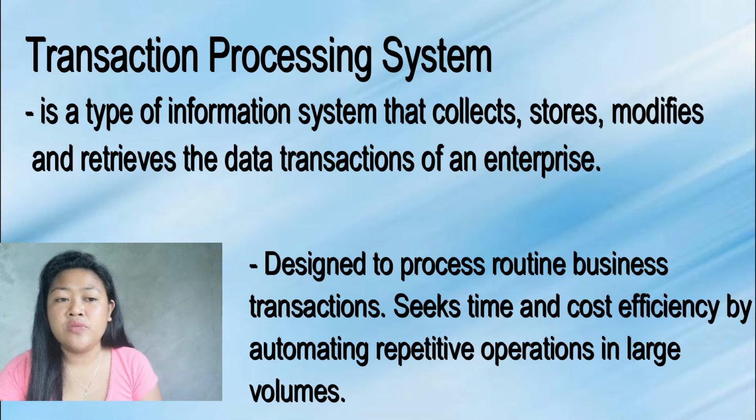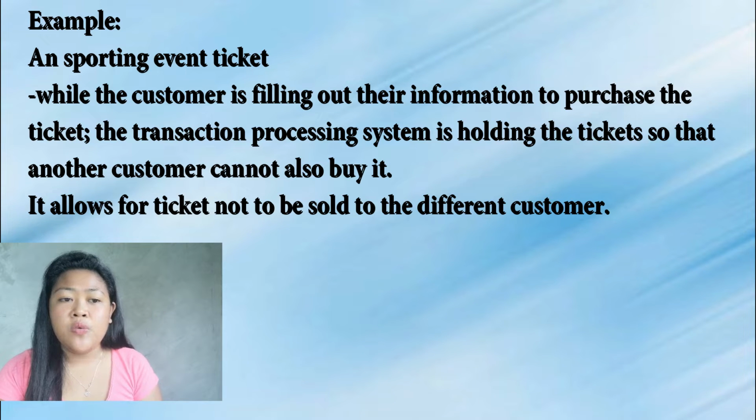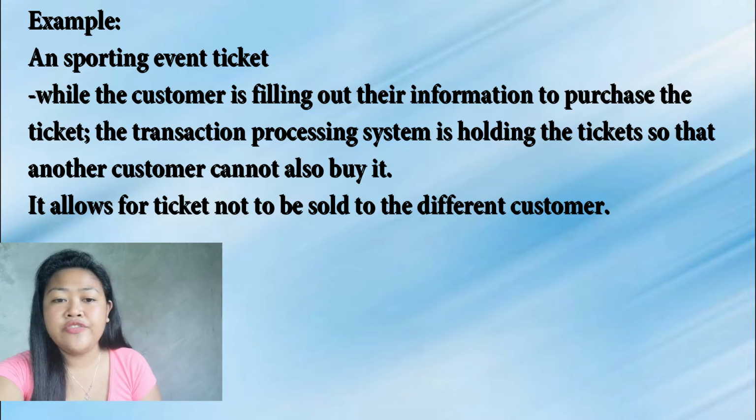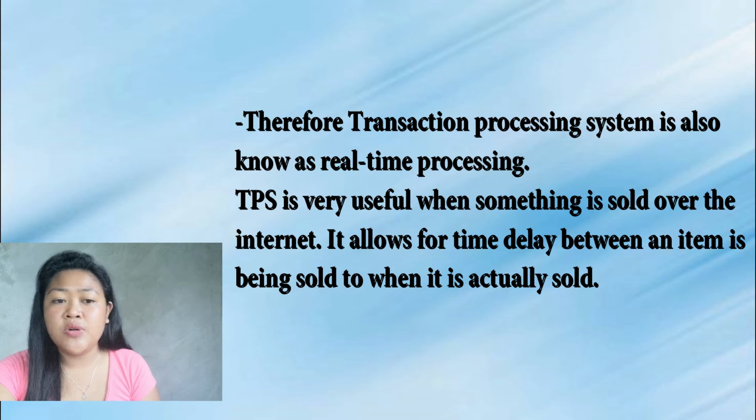in large volumes. An example of transaction processing system is a sporting event ticket. While the customer is filling out their information to purchase the ticket, the transaction processing system is holding the ticket so that another customer cannot also buy it. It allows for tickets not to be sold to different customers. Therefore, transaction processing system is also known as real-time processing.